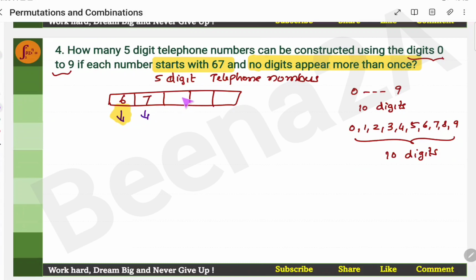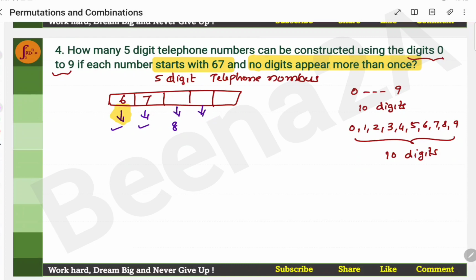So we'll go to the third digit. Now you have 10 digits. 6 and 7 are already selected, and you cannot have repeated digits. So how many are left? 2 are selected, 10 minus 2 is 8. So you're left with 8 digits, and out of these 8 digits you can select the third digit.